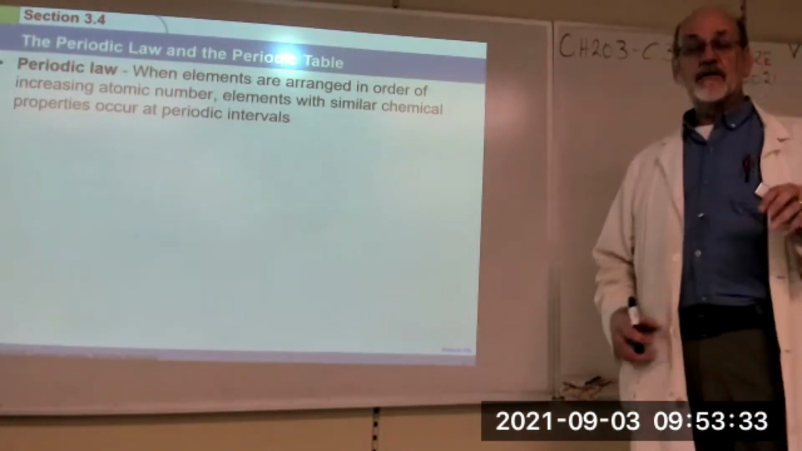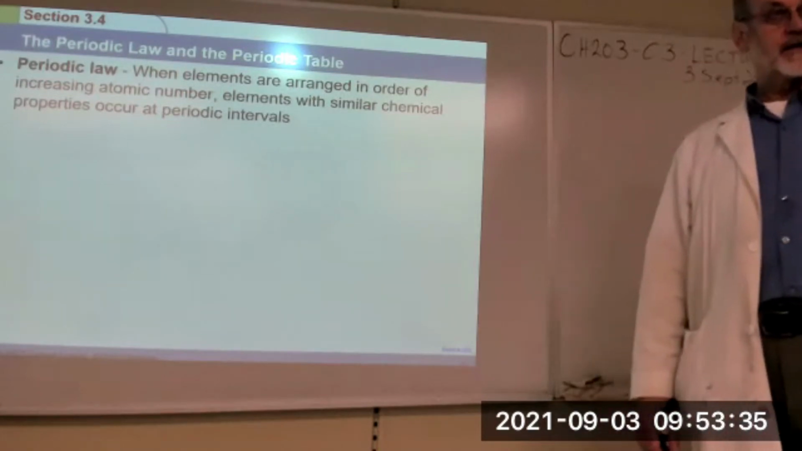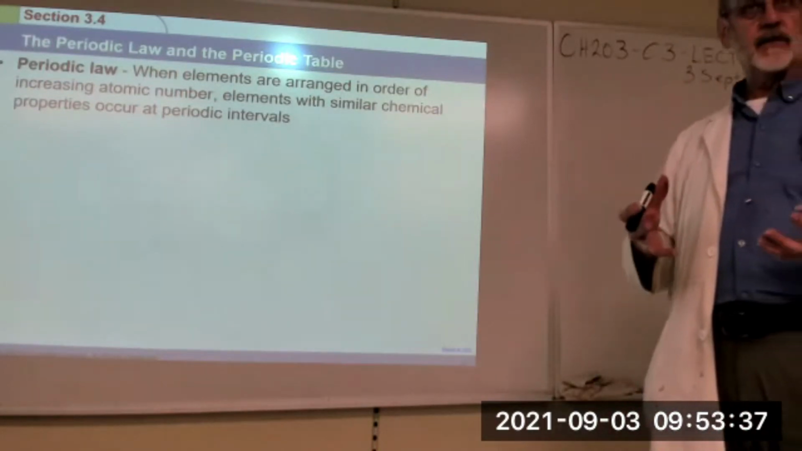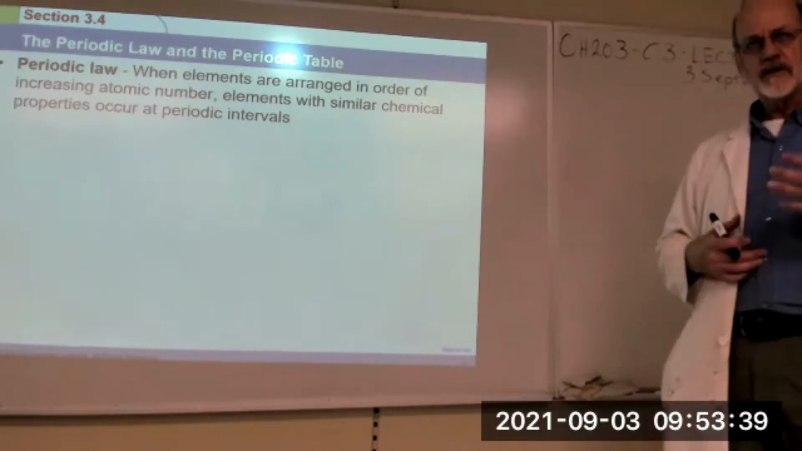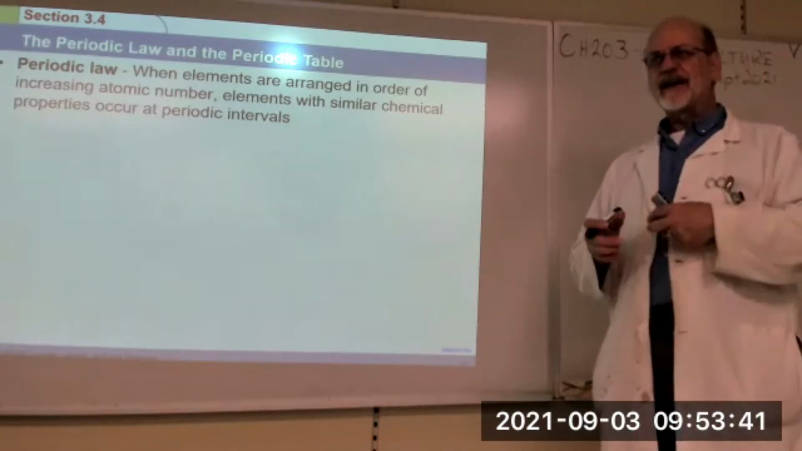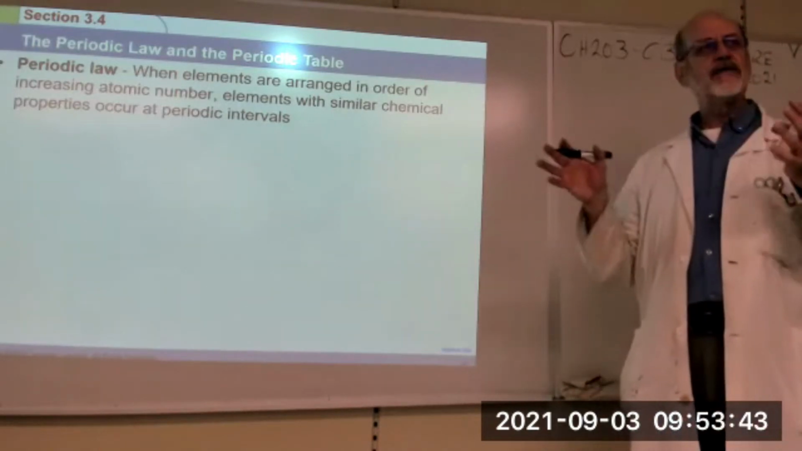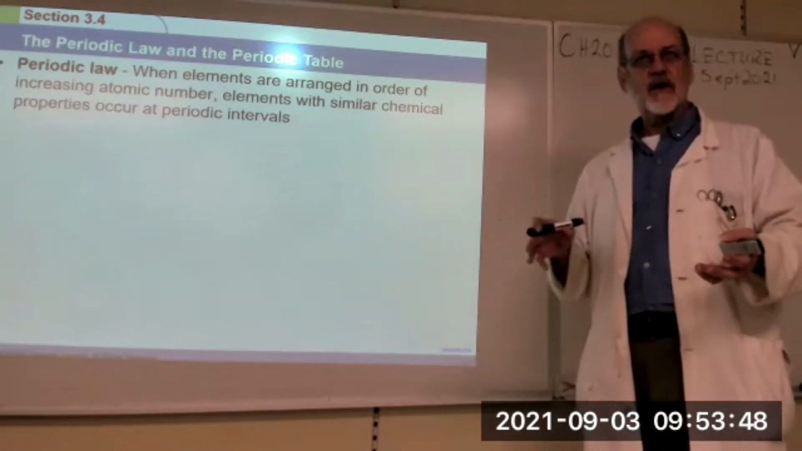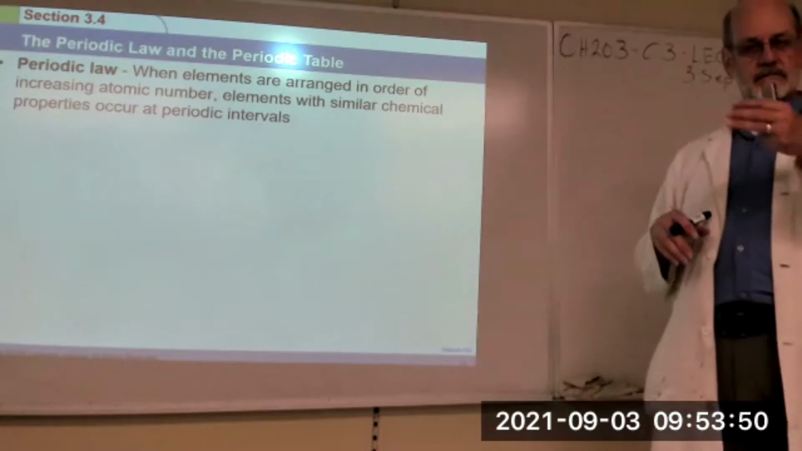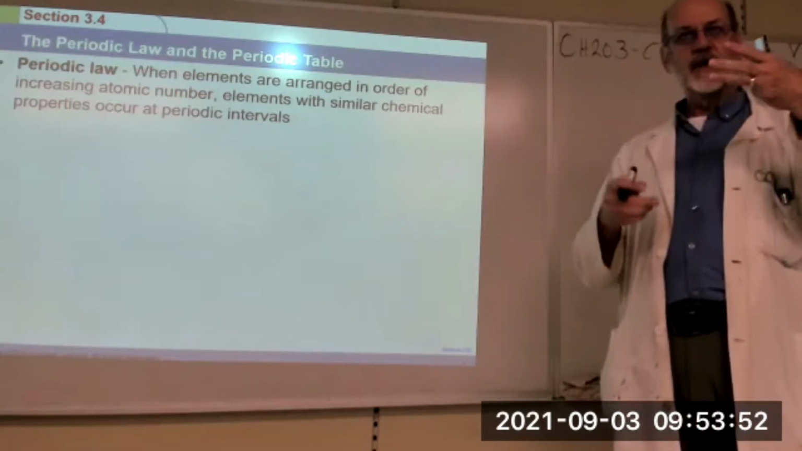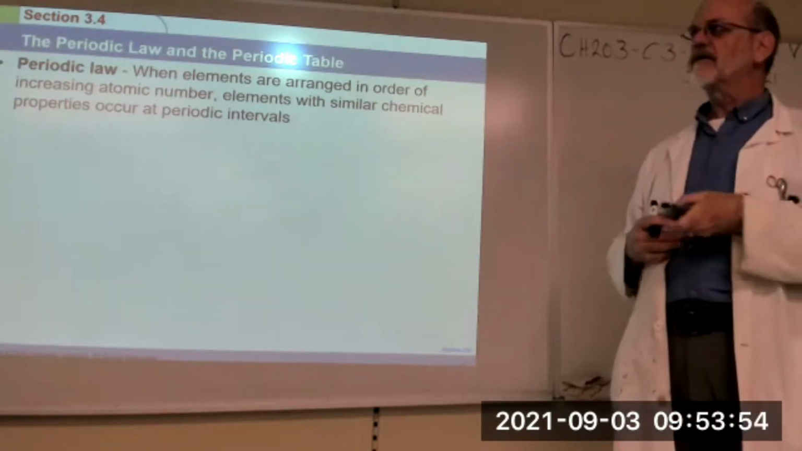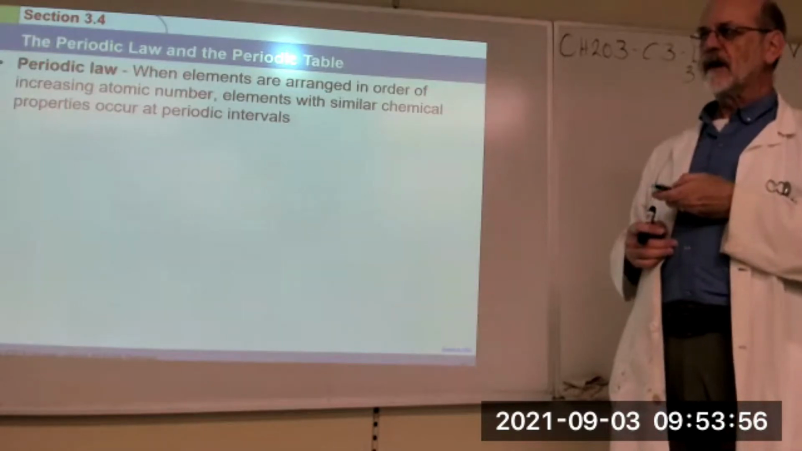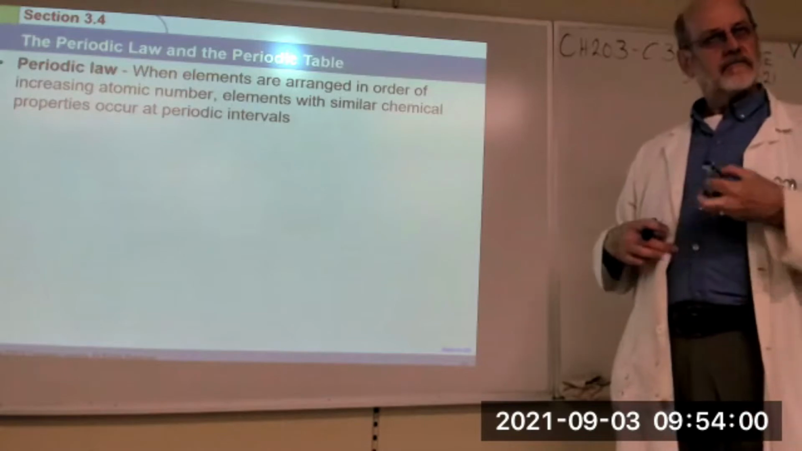Dmitri Mendeleev was given credit for putting together the first useful periodic table. But there were attempts up to that point at making sense of the behavior of different elements. There were triads, they called them. So three groups or three elements that behave similarly, like the halogens: chlorine, bromine, and iodine.